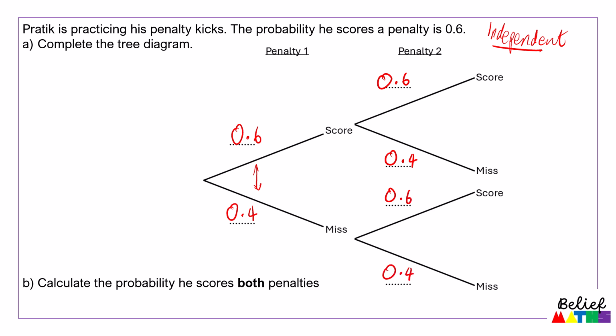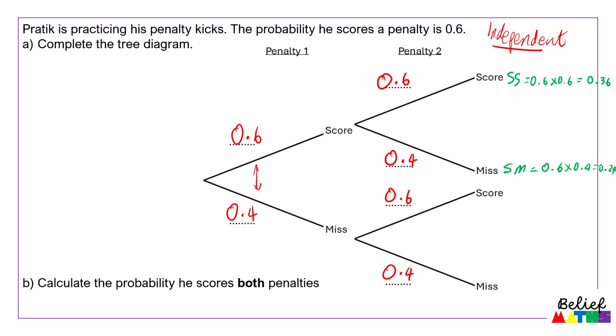Now that will be enough to get you all the marks for completing the tree. However, I always recommend that you add a little bit to the end of this. On the end of each branch, we're going to look at the combined outcomes. So for example, if we score and score, we're going to do 0.6 times 0.6, which is 0.36. For the second one, following on the branches, score and then miss, that's 0.6 times 0.4, which is 0.24.